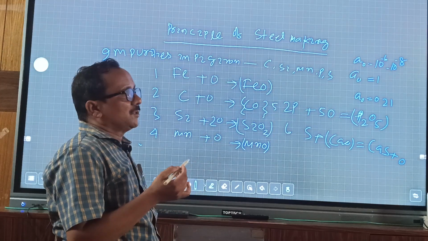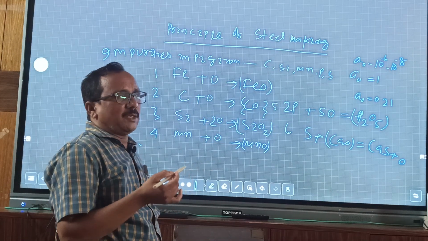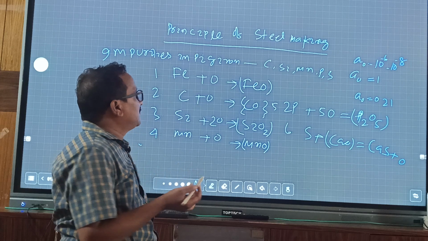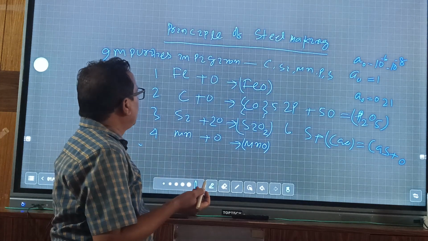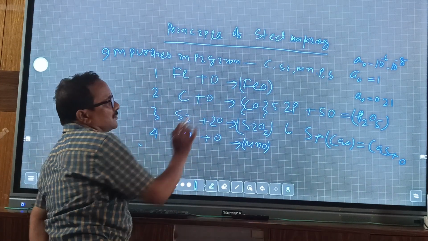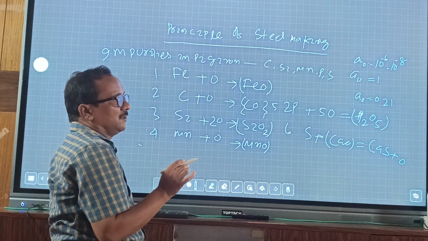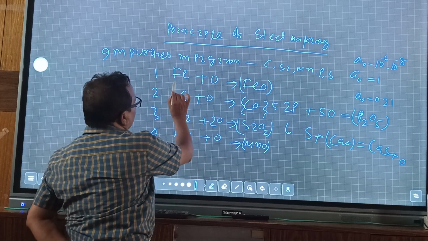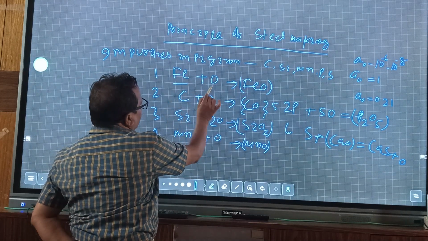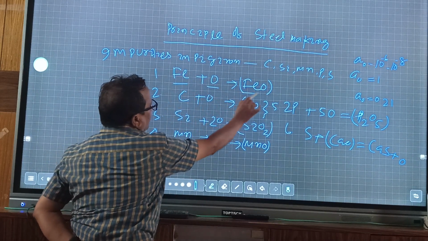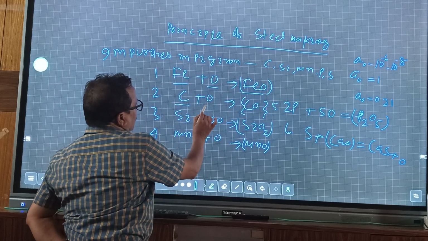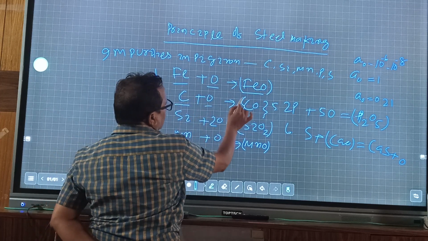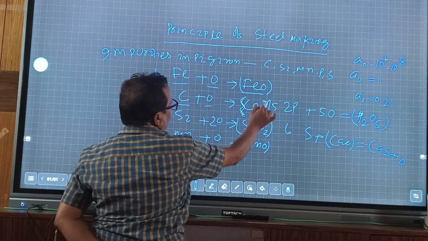During the process, we will supply air or oxygen to make the steels. The following chemical reactions take place for removal of the impurities. So what are the reactions? First, iron or Fe reacts with oxygen to make iron oxides. Then carbon reacts with oxygen to form carbon monoxide. This is a gaseous product and it will go out.